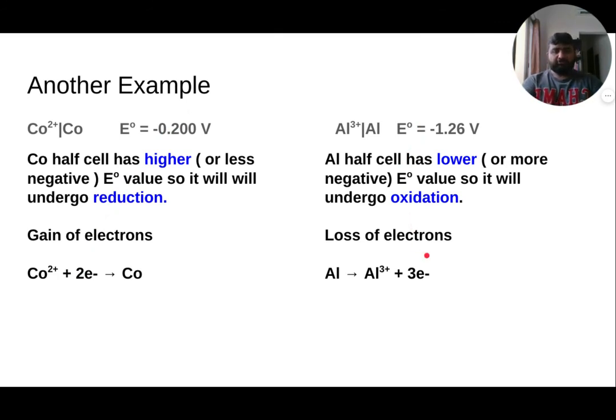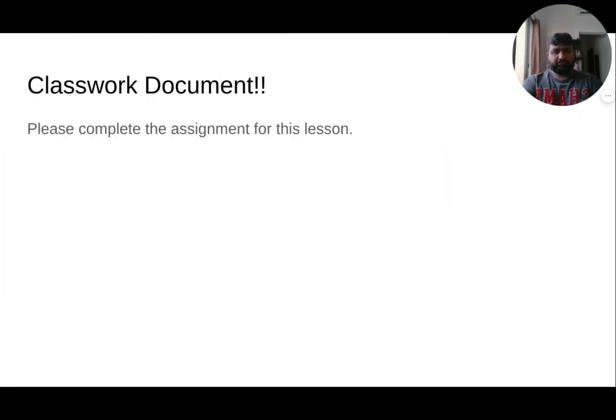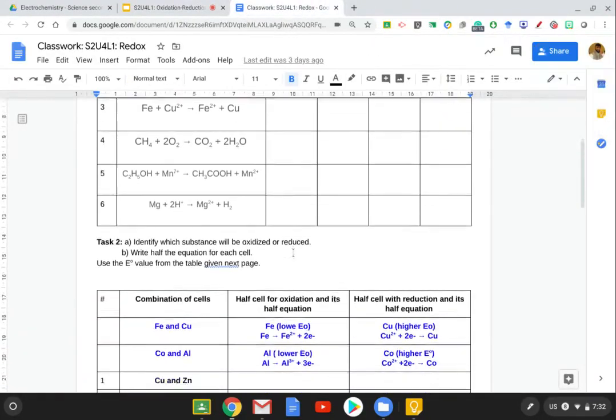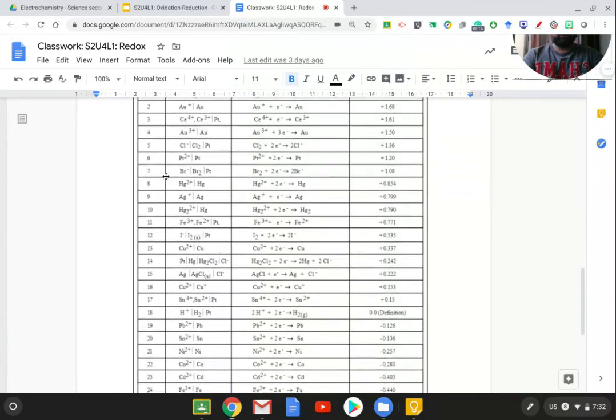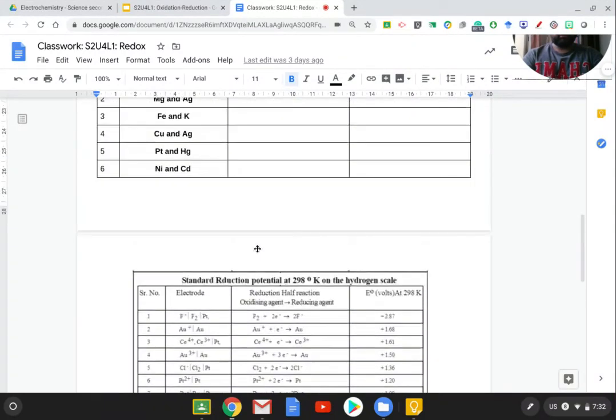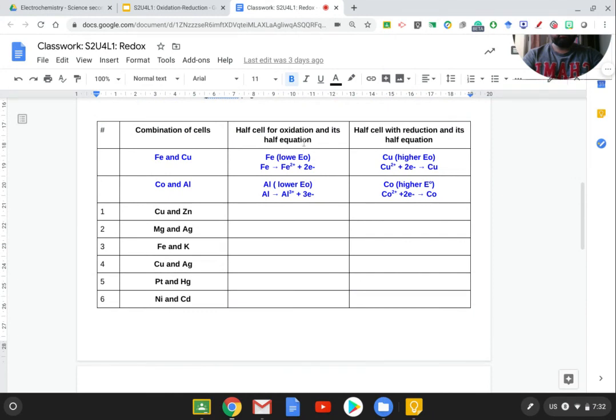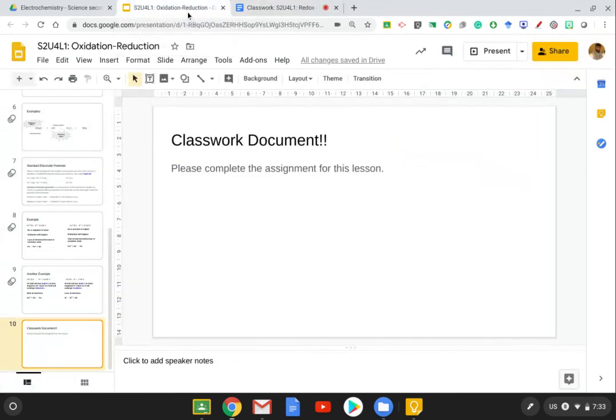Alright? Now you have to go to your classwork document. In the classwork document, I have written all the values. The two examples I have done, I have copied down here, and the other six examples I've given you. You can go to the next page. All the values are here. From here, you will decide which one is going to oxidize and which one is going to reduce. You need to identify the substance getting oxidized and write its half equation like this. The substance getting reduced, its half equation like this. A half equation is something with electrons on the reactant or product side.